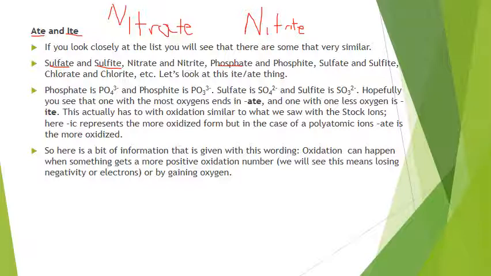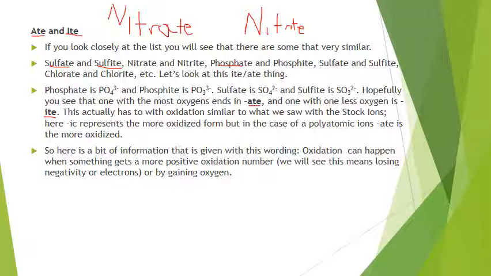Phosphate is PO4 3 minus. Phosphite is PO3 3 minus. Notice the difference is the number of oxygens. Sulfate is SO4 2 minus. Sulfite is SO3 2 minus. The species with the most oxygens is called ate. The species that has 1 less oxygen is ite.